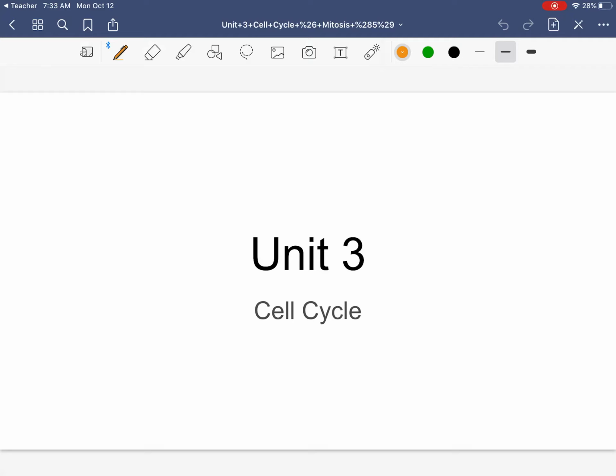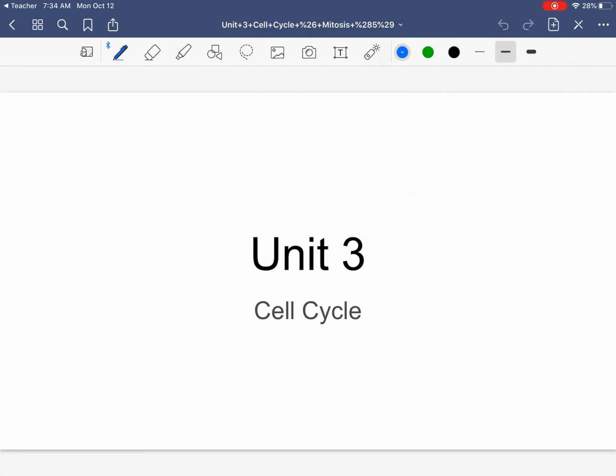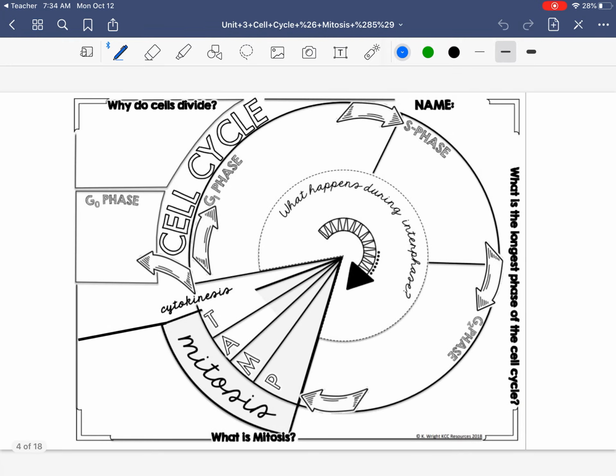Okay, today we're going over the PowerPoint that was up from last week. Today in class we're just going to be reviewing some of the ideas and doing a nice refresher on what the cell cycle and mitosis is. So, okay, let's get started.